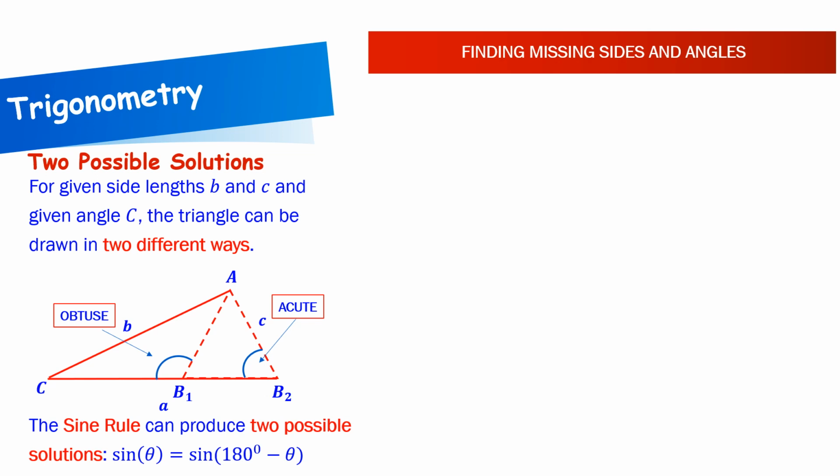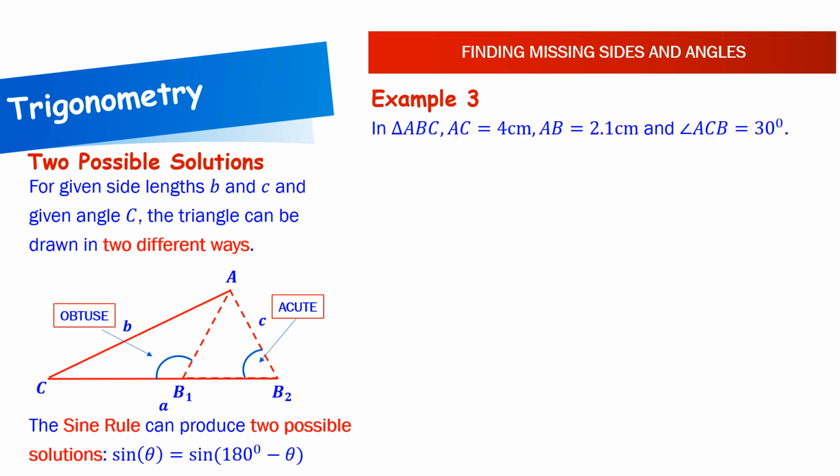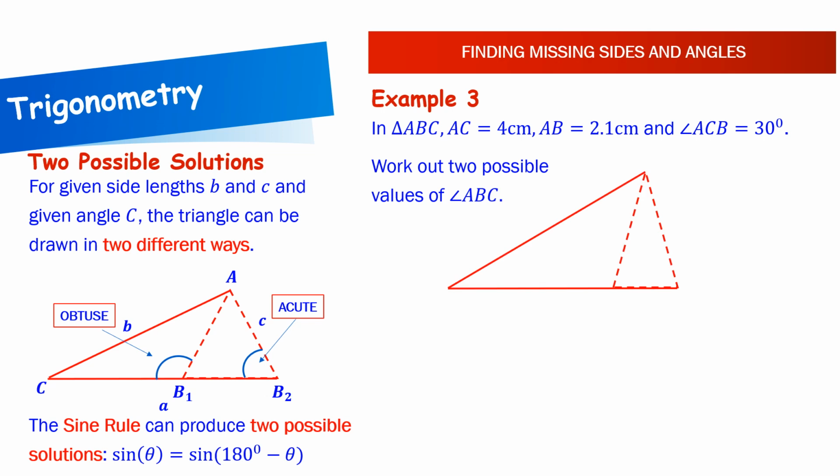Let's now take a look at an example. In triangle ABC, AC equals 4 centimeters, AB equals 2.1 centimeters, and angle ACB equals 30 degrees. Work out two possible values of angle ABC. Let's have a look at what this triangle could look like. There are two possible ways of presenting this triangle, AB1C and AB2C.